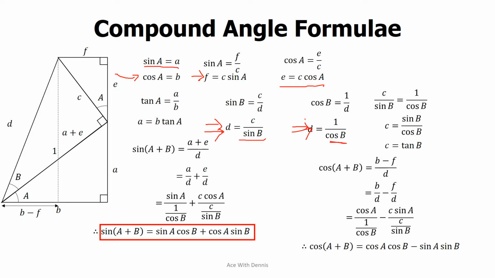Alright, so how to get it? C and C can cancel. Since it's 1 over cosine B, it becomes cosine A times cosine B. Sine A, right? C can cancel after that. Sine B can move up, becomes sine A times sine B. So this is the second formula for the compound angle formula. Cosine A plus B equals cosine A cosine B minus sine A sine B.